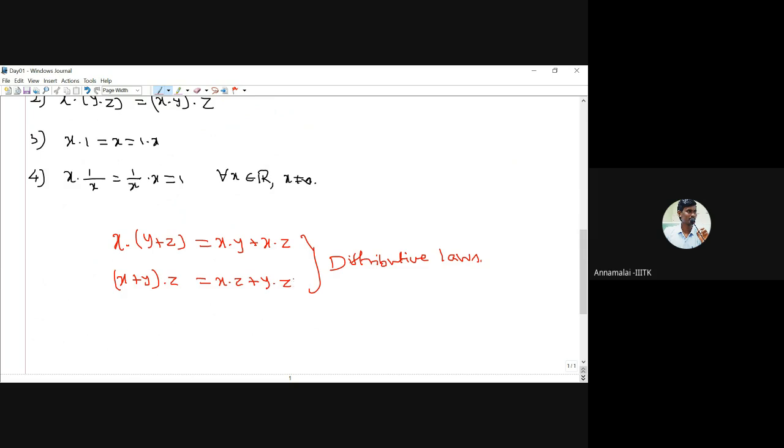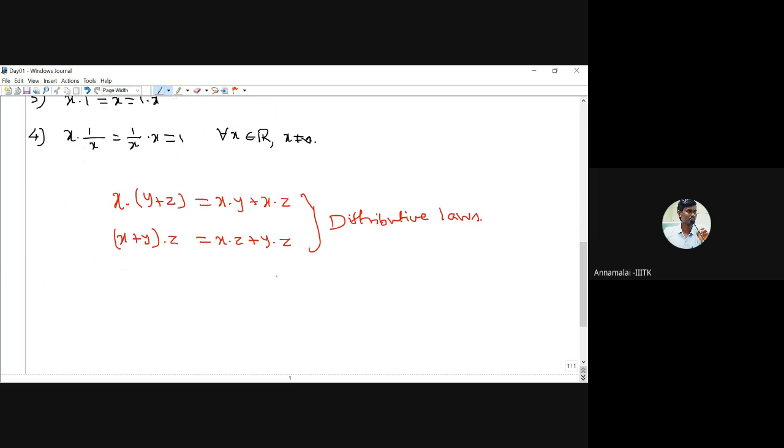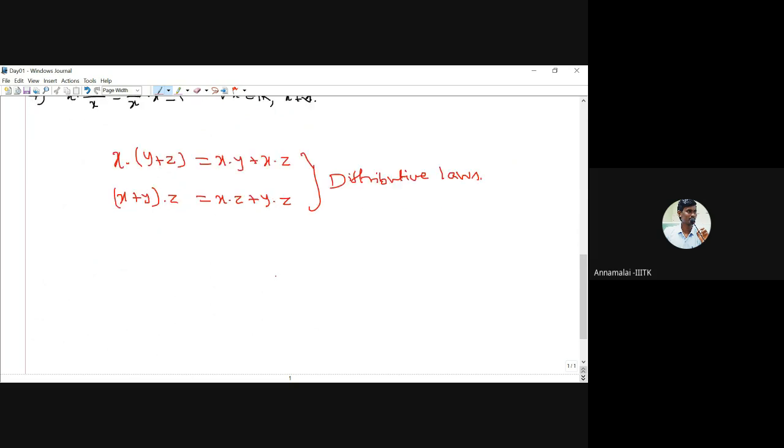And then one more important relation in R is the order relation. If you take any two real numbers, one of them must be true. It's a very important property. That property is called the law of trichotomy. It's a very important property.